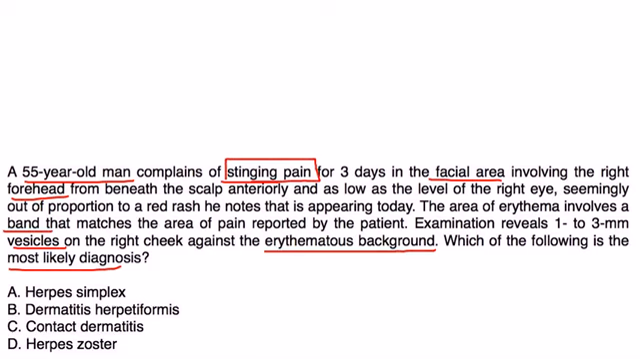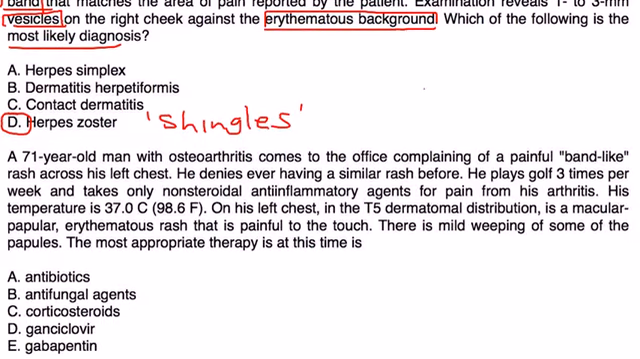Well, they describe the pain as stinging, they characterize it as a band, and they talk about vesicles on a red base. That's all characteristic of herpes zoster, which is also known as shingles. Next question.